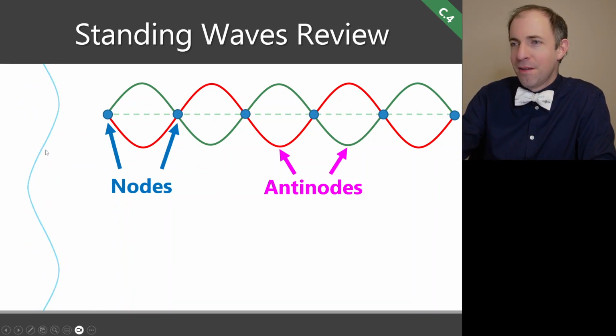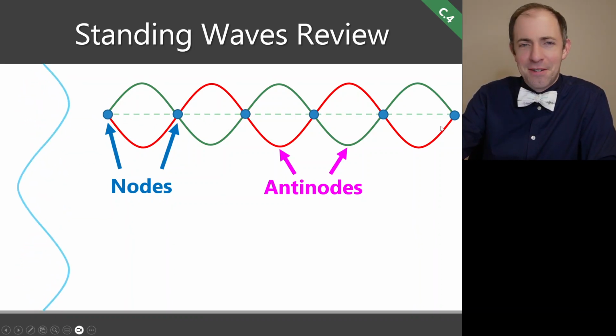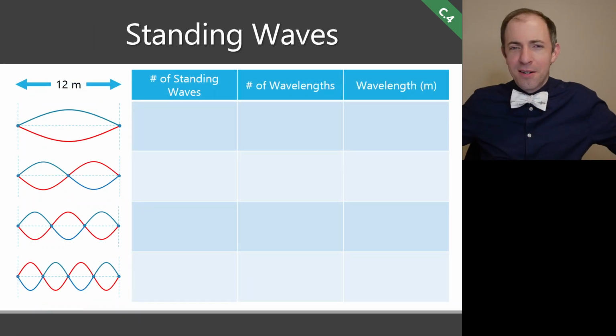We have some parts of this wave that are not oscillating with any amplitude. We call those nodes, and some parts where it's oscillating a lot. Those are called antinodes. So this picture here is showing 6 different nodes and 5 different antinodes. Now we can think of this as like one long string.